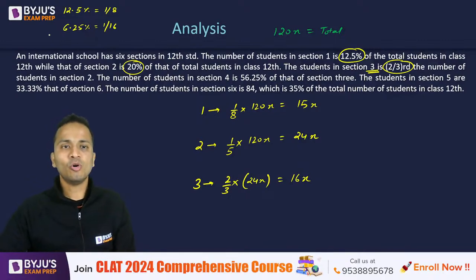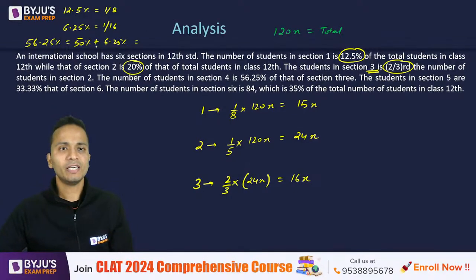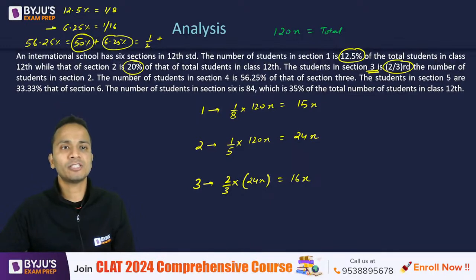Okay. So 56.25 percentage can be written as 50 percentage plus 6.25 percentage. All right. Now 50 percentage in terms of fractions will be half, and 6.25 percentage in terms of fractions can be picked up from here, which is 1 by 16. Now adding these two, you will get 9 upon 16.